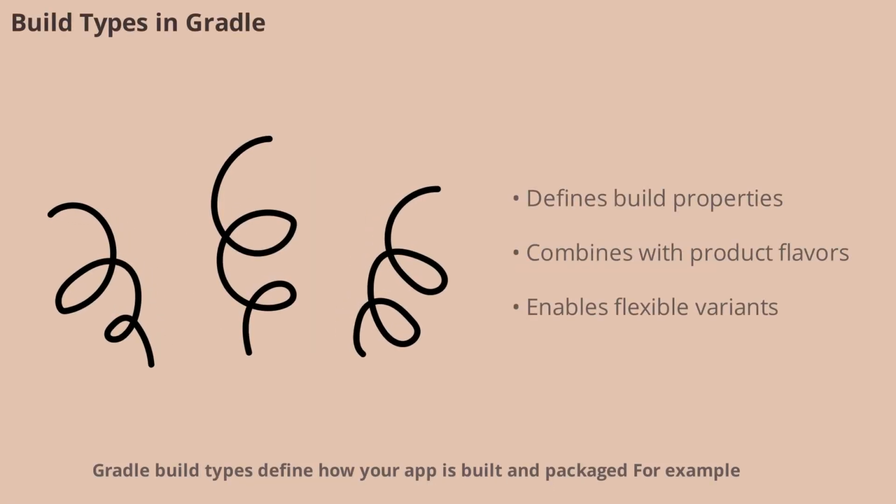Gradle build types define how your app is built and packaged. For example, you can specify whether ProGuard runs or which resources are included. Gradle combines build types and product flavors to create build variants, giving you flexibility for different environments like development, staging, and production. Mastering build types helps you streamline your release process.